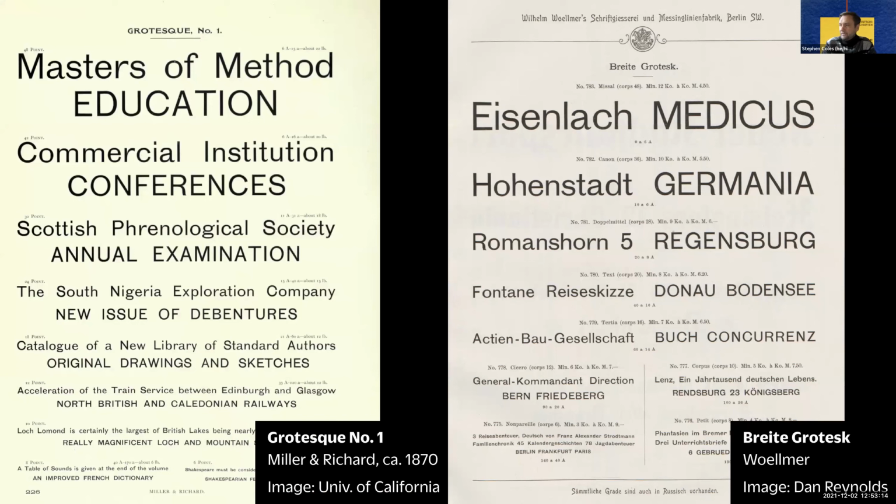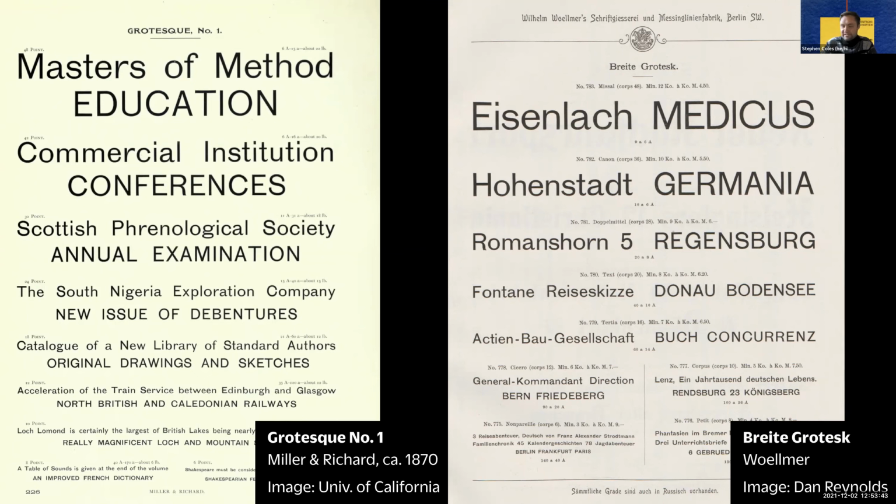sans serif. On the left here, you see a specimen from Miller and Richard. You can see the lowercase has a little bit more calligraphic nature to it than a lot of these other grotesques that we were looking at. And then on the right, you see the German import from Vollmer, or one of the German imports, and essentially the same typeface, just from a German foundry.